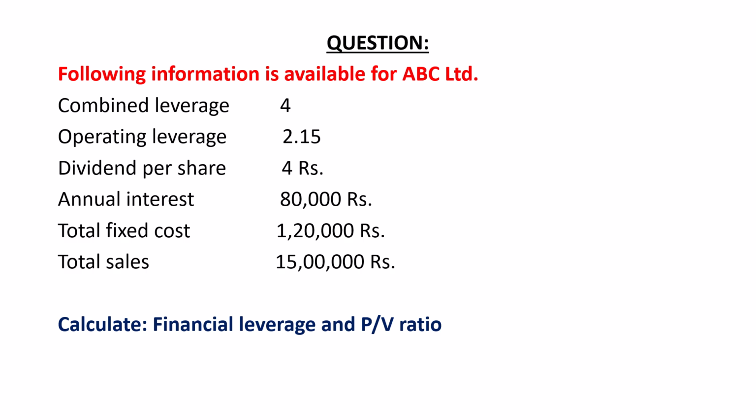So the question is, following information is available for ABC Limited. Combined leverage 4, operating leverage 2.15, dividend per share is 4 rupees, annual interest payment 80,000 rupees, total fixed cost 1,20,000 rupees, and total sales is 15 lakh rupees. Using the given information, we have to calculate financial leverage and PV ratio.